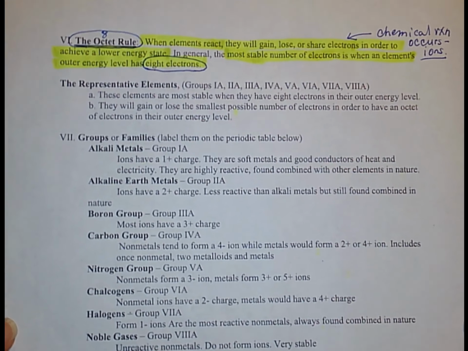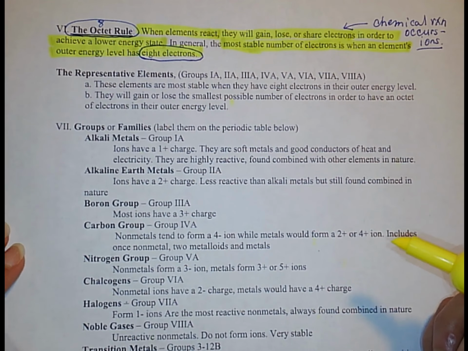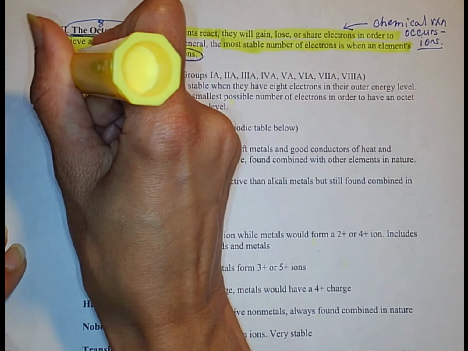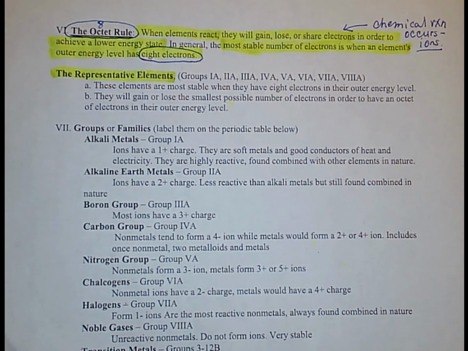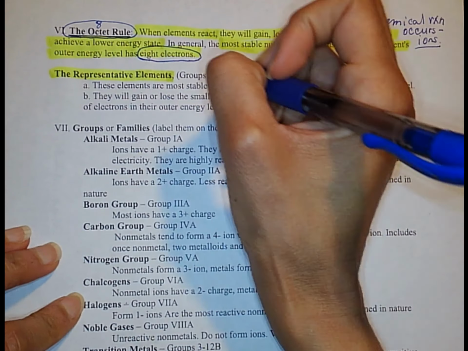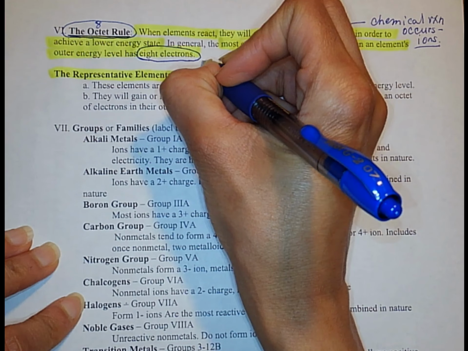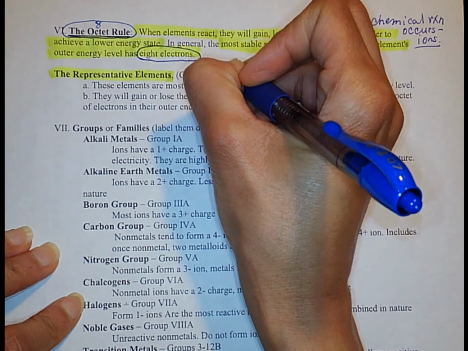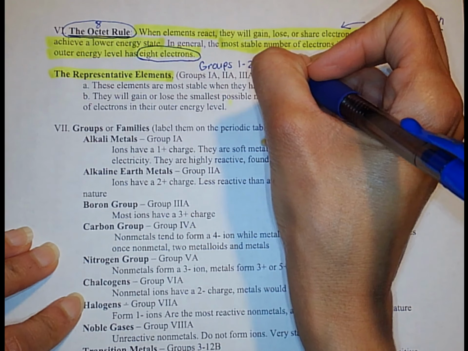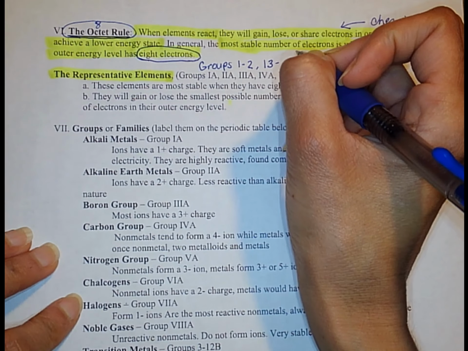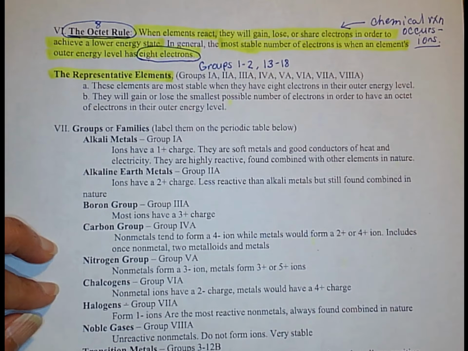And moving on with the periodic table, you have your representative elements on your periodic table. Okay, so the representative elements, they're groups 1 through, and I'm going to write this down because your periodic table is a little different, but in your periodic table, they're really groups 1 through 2, and then it's 13 through 18 on your periodic table.